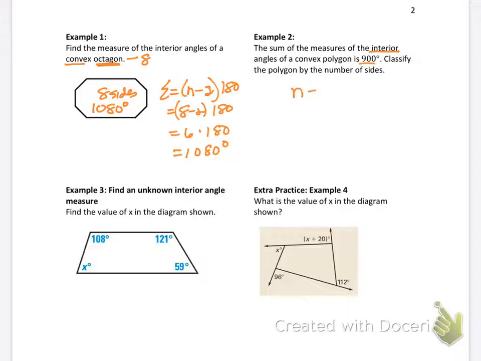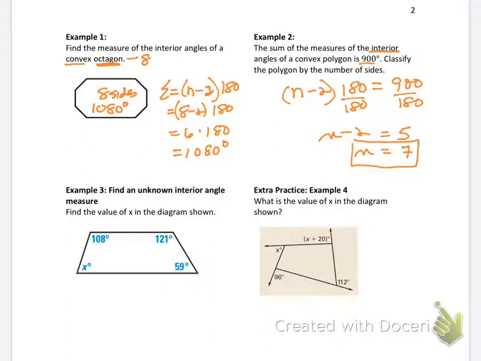Well, n minus 2 times 180 equals 900. Divide both sides by 180. And that's going to go in there 5 times. So now you have n minus 2 equals 5. So n is going to be 7. So the answer is, if there are 900 degrees inside a convex polygon, that convex polygon is going to have 7 sides. It will be a 7-sided polygon.